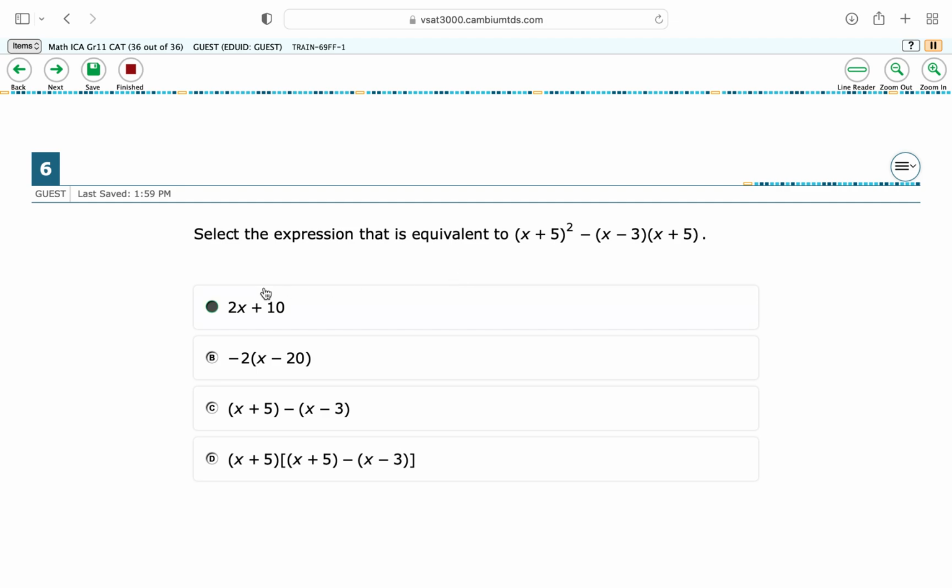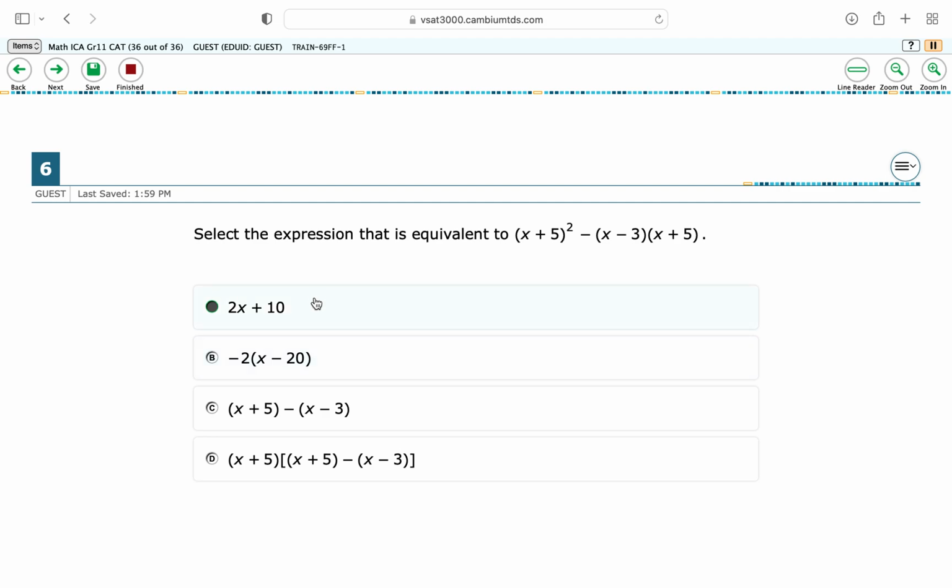So the point that I want to bring out is that sometimes you work from the prompt to find the answers, and sometimes you work from the answers to find the prompt. So on this one, if you were to multiply this all out, x plus 5 times x plus 5, it becomes x squared plus 10x plus 25. It's a big long thing. And then you multiply this out and it's a big long thing, and then you combine like terms and some things will cancel, and you'll get an answer like one of these.